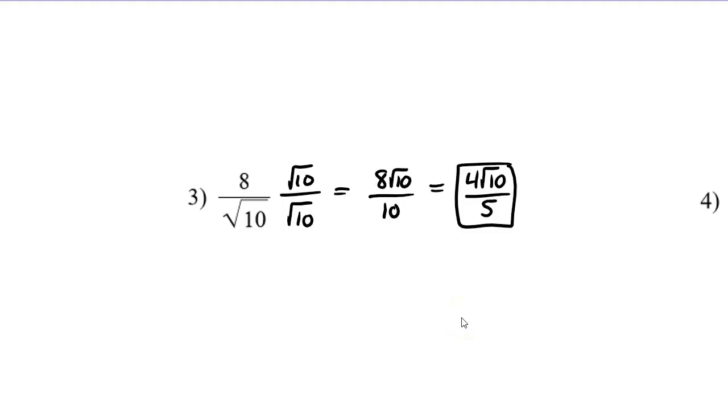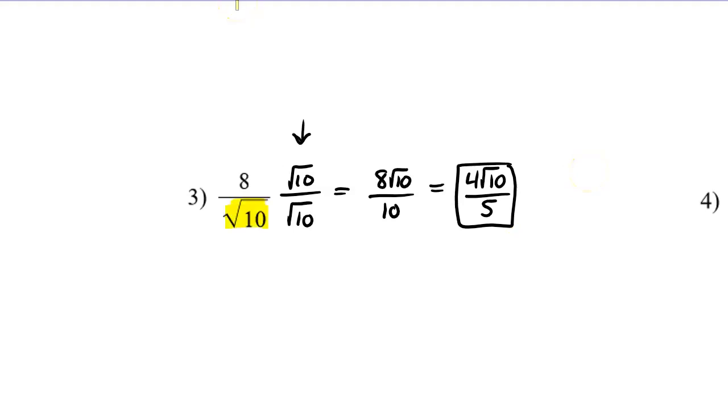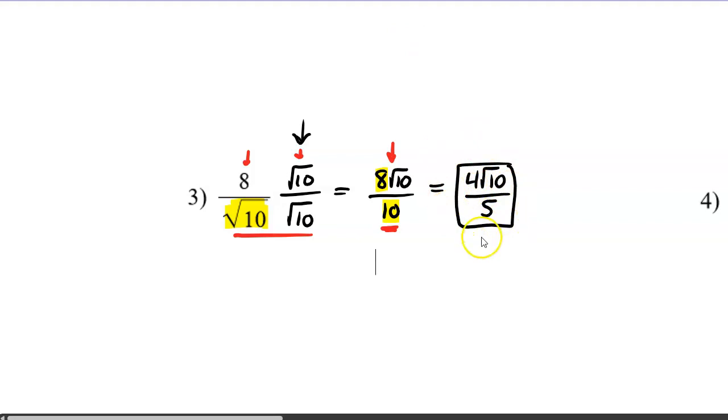All right, welcome back. Here's our answer. So we're going to multiply by root 10 over root 10 because that's the denominator we want to get rid of. We multiply, well, 8 and 10 don't multiply together because it's a number and a radical, so we write it as 8 root 10. Root 10 times root 10 is 100, which is just 10. So the last thing we need to do is simplify our non-radical numbers, in this case 8 and 10. That becomes 4 and 5. So 4 root 10 over 5 is our answer for 3.